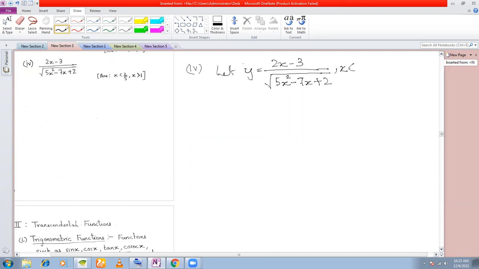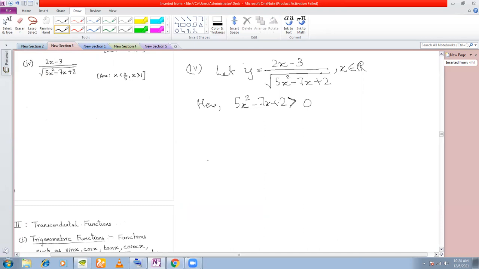Because nothing is given, x belongs to R. So here, 5x square minus 7x plus 2 must be greater than or equal to 0, right? No, sorry, it cannot be equal to 0. It has to be greater than 0, right? And if it is greater than 0, that means it is non-zero definitely. So that not equal to 0 is already taken care of under this restriction, right?